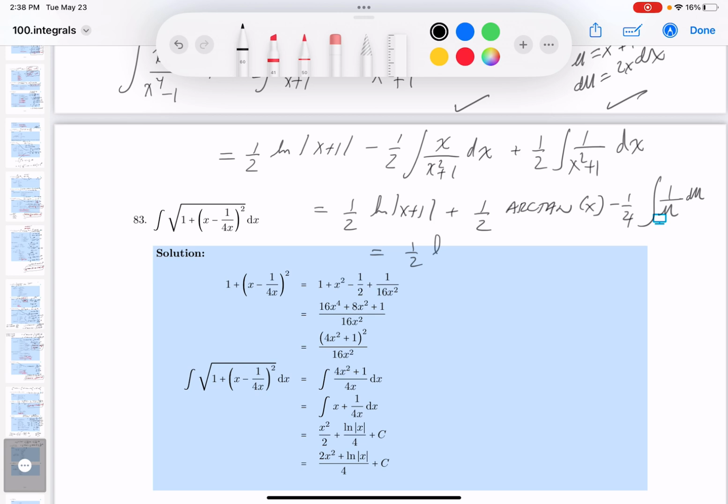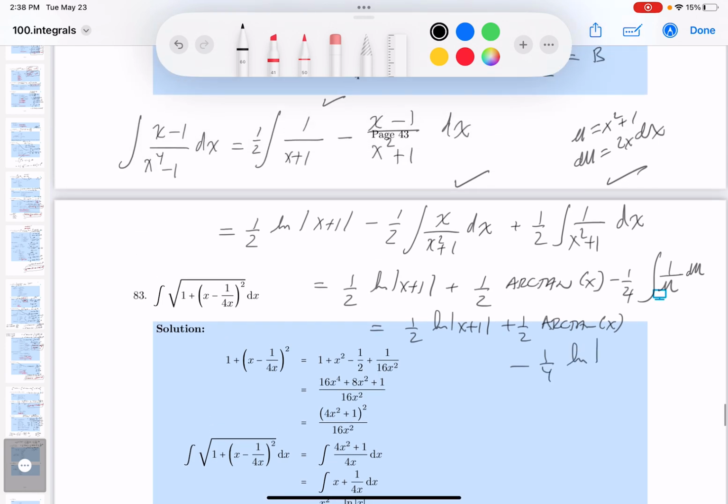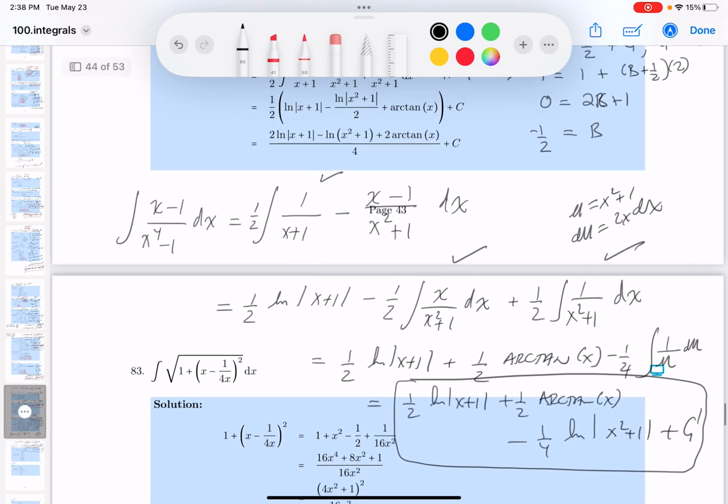1/2 natural log absolute value of x plus 1 plus 1/2 arctan x minus 1/4 natural log absolute value of u. What was u? It's x squared plus 1, plus C. Put a little box in this, and let's look at the key. See if we got it.